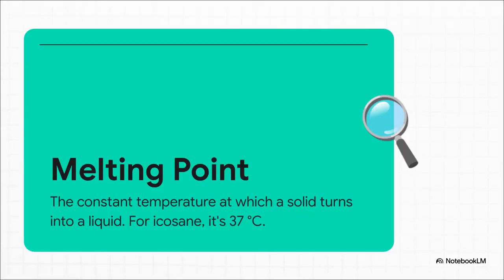Well, that flat part of the graph has a special name. It's the melting point. This is the exact temperature where the solid starts turning into a liquid. For this particular substance, it's 37 degrees Celsius. You see the same thing with ice, right? Its melting point is 0 degrees Celsius. The temperature of a cup of ice water will stay at 0 until all the ice is gone.